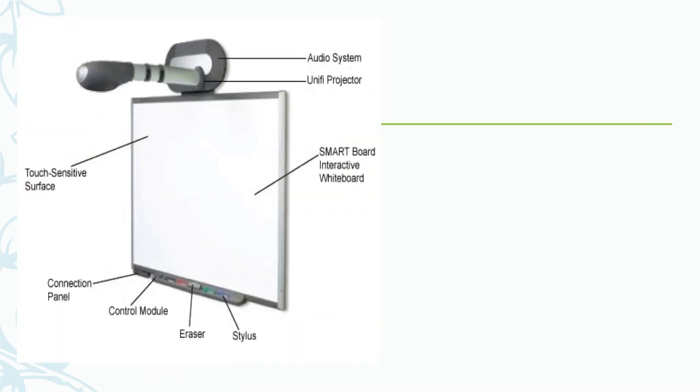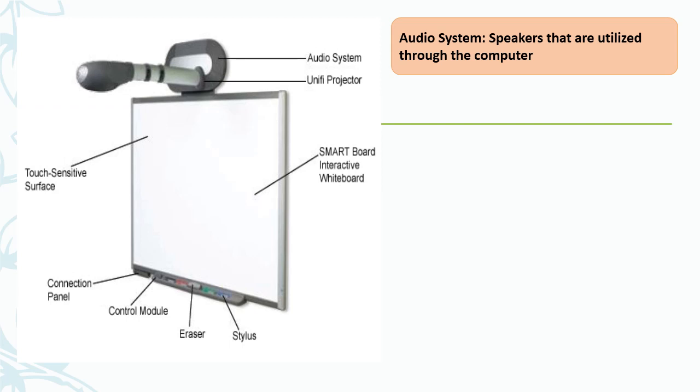For sure, my dear students, you know the components of the computer and the components of the projector. What's more important is the components of the smartboard, as you see here in the image. First, we have the audio system. This is the first component. The audio system is some speakers that are utilized through the computer. So the audio system is directly connected to the computer.